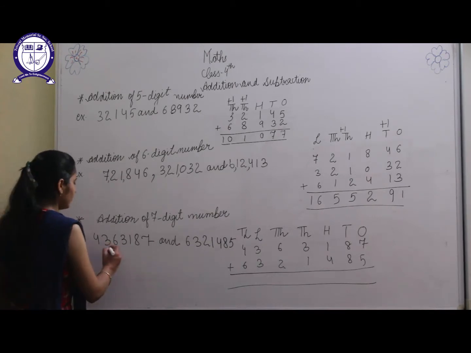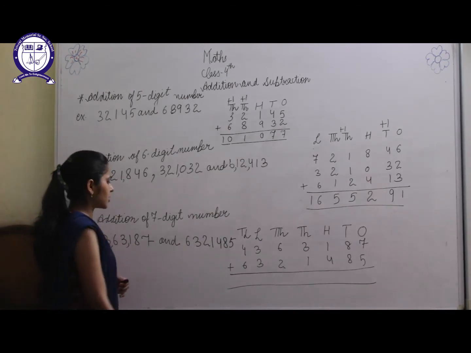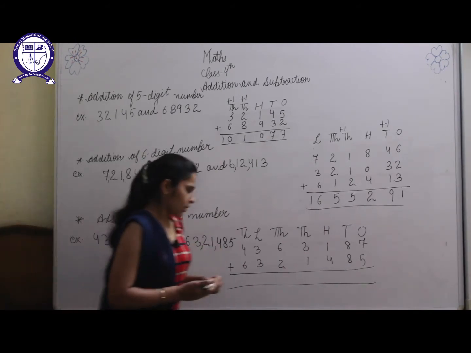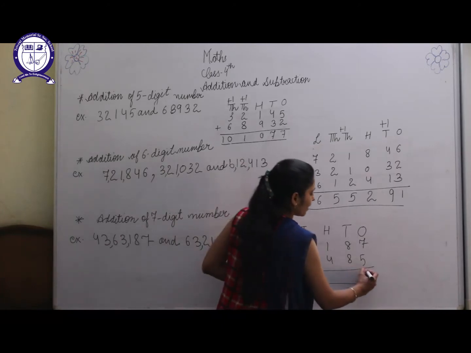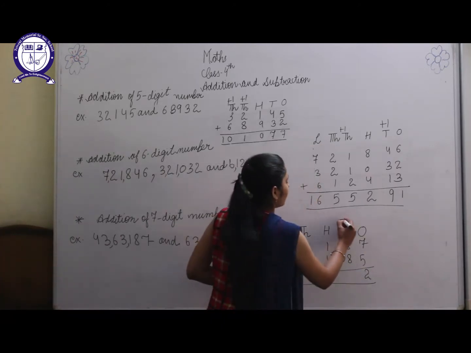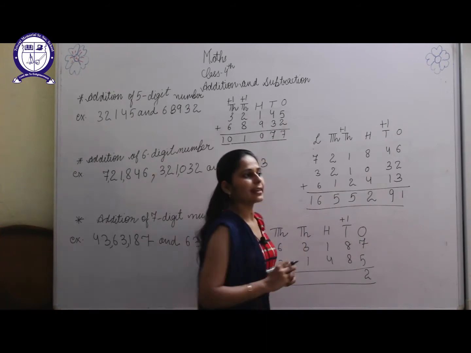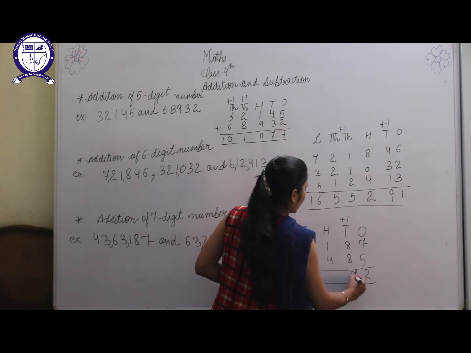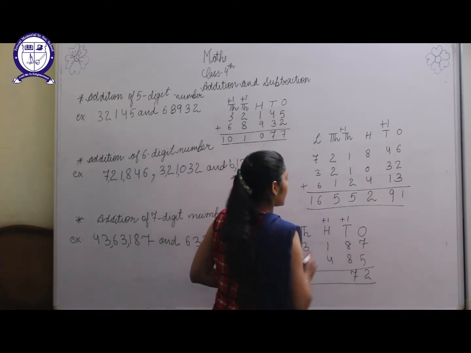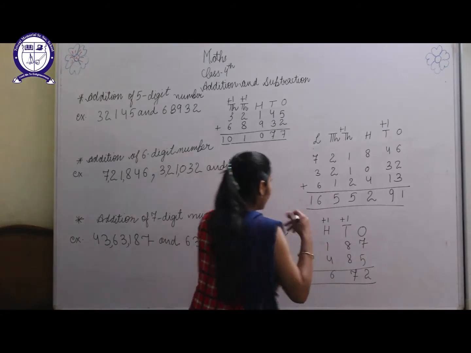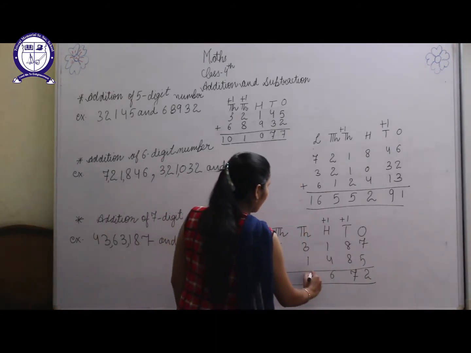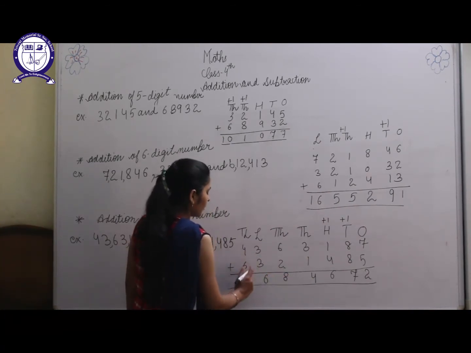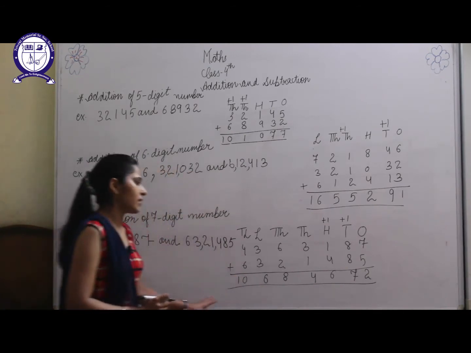Now addition of 7-digit numbers with regrouping. We have 43,63,187 and 63,21,485. So 7 plus 5, 12. In 12 the units place digit is 2 and 1 is carry. So 1 plus 8, 9. 9 plus 8, 17. In 17, what is the units place, student? 7. And what is the tens place? 1. 1 plus 1, 2. 2 plus 4, 6. Now 3 plus 1, 4. 6 plus 2, 8. 3 plus 3, 6. 4 plus 6, 10, student. So this is our sum, students.